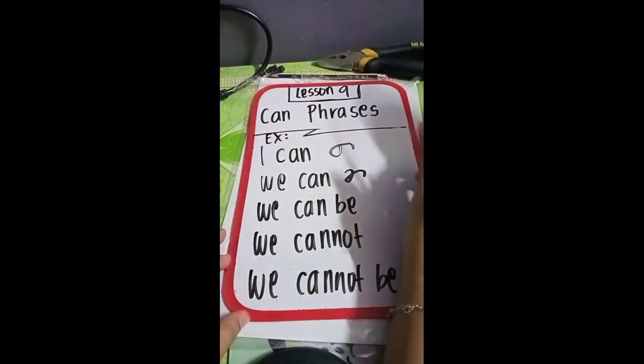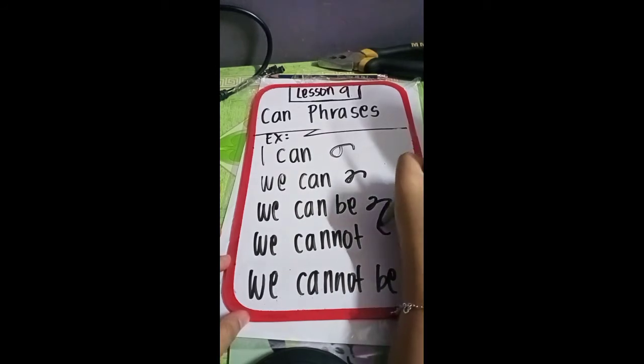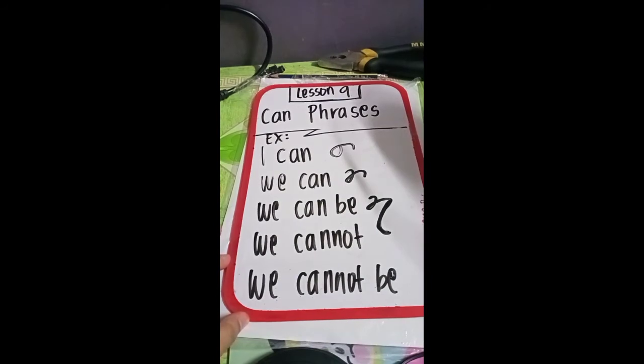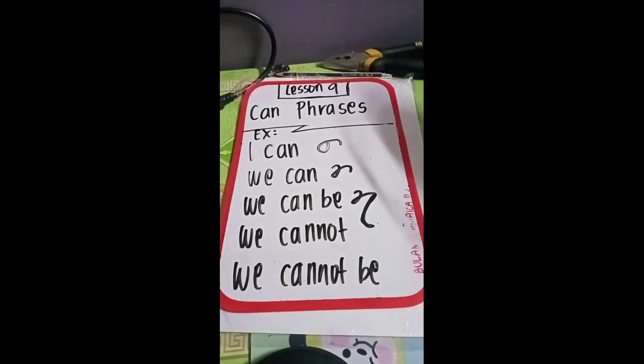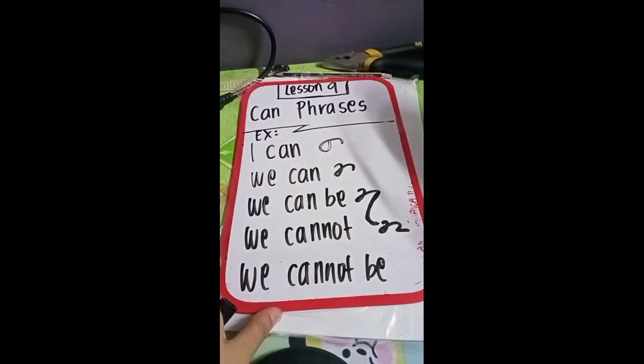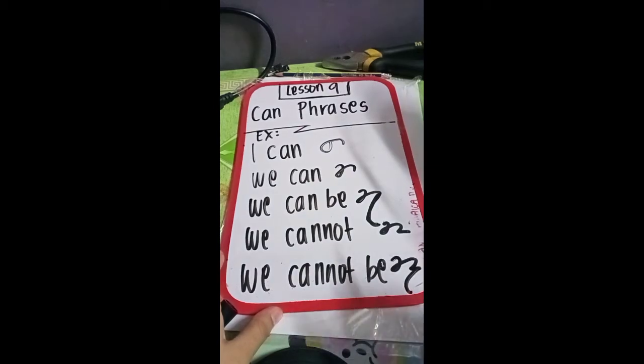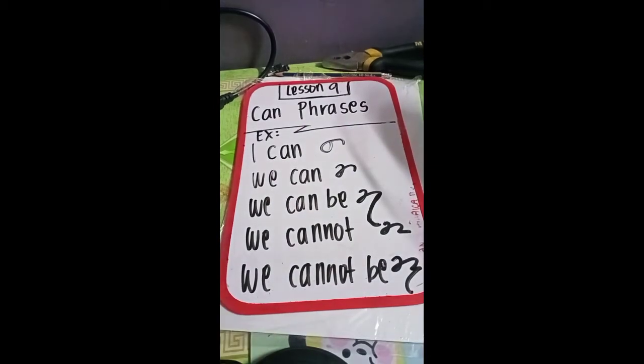So let's proceed to "we can be." U E can be. Don't put any angle for it. Next is "we cannot." I cannot. Next is "we cannot be." I cannot be. Don't forget the B symbol.